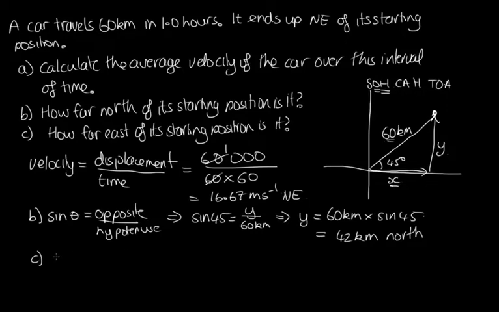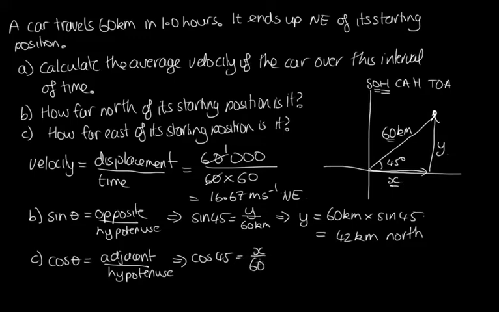So we'll use cos. So we know that cos theta is equal to the adjacent over the hypotenuse, which tells us that cos of 45 is equal to x over 60 kilometers. And so this tells us that x, just rearranging this, is equal to 60 kilometers times cos of 45. And solving that on the calculator, we get 42 kilometers east again. So we've answered that question now. Let's have a look at another example.